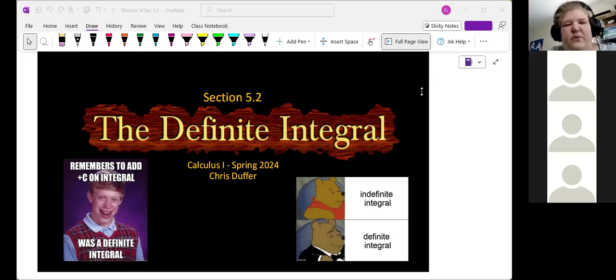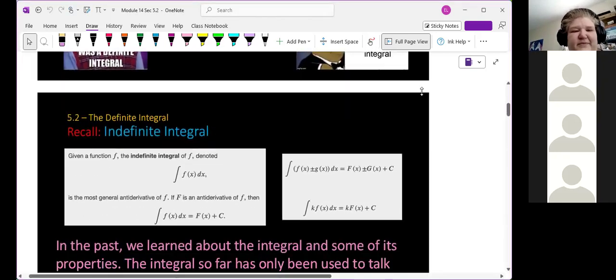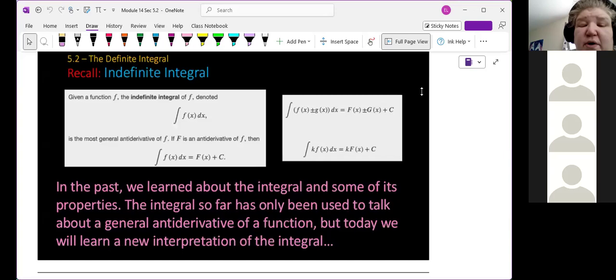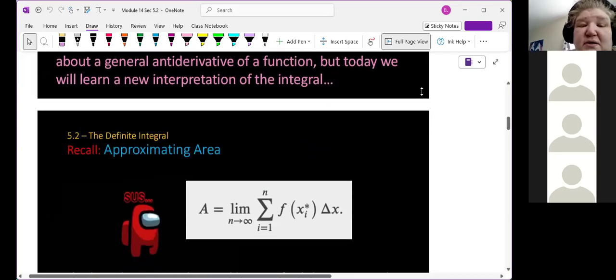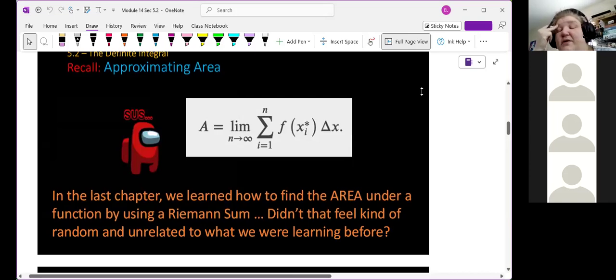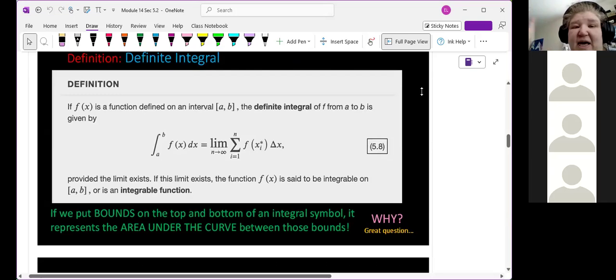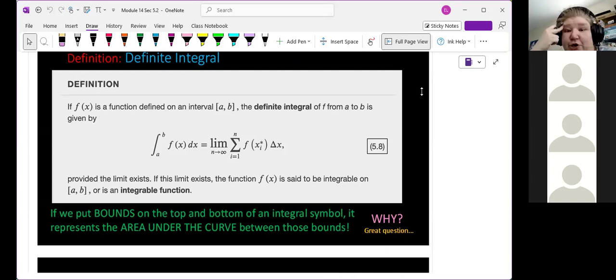All right, so now we have the definite integral. We defined the indefinite integral to be the antiderivative with the plus c. But now we're going to see the Riemann sum, finding the area under the curve, which felt like very left field. Why are we learning this? Because the definite integral is the area under the curve.